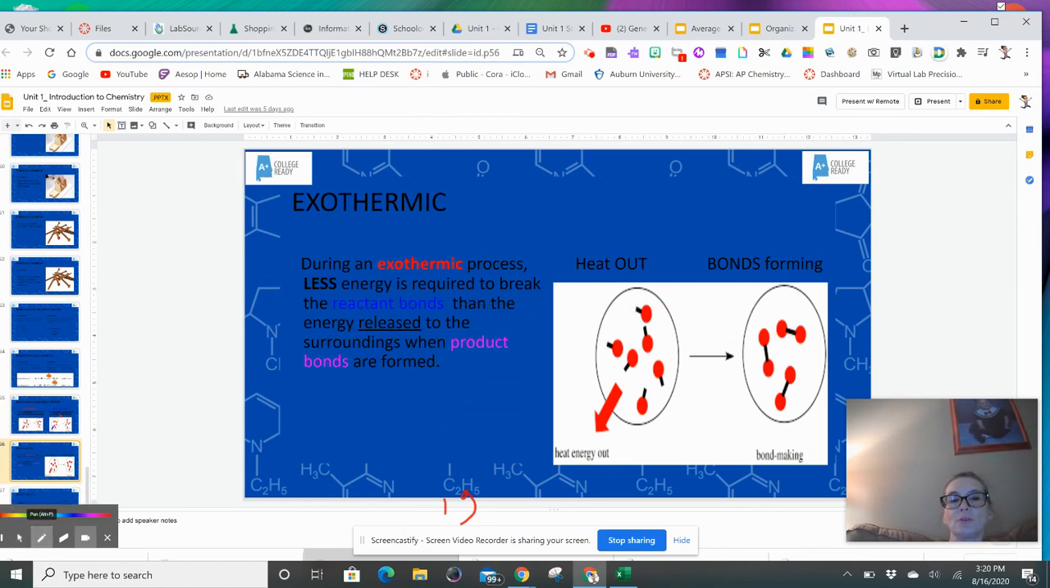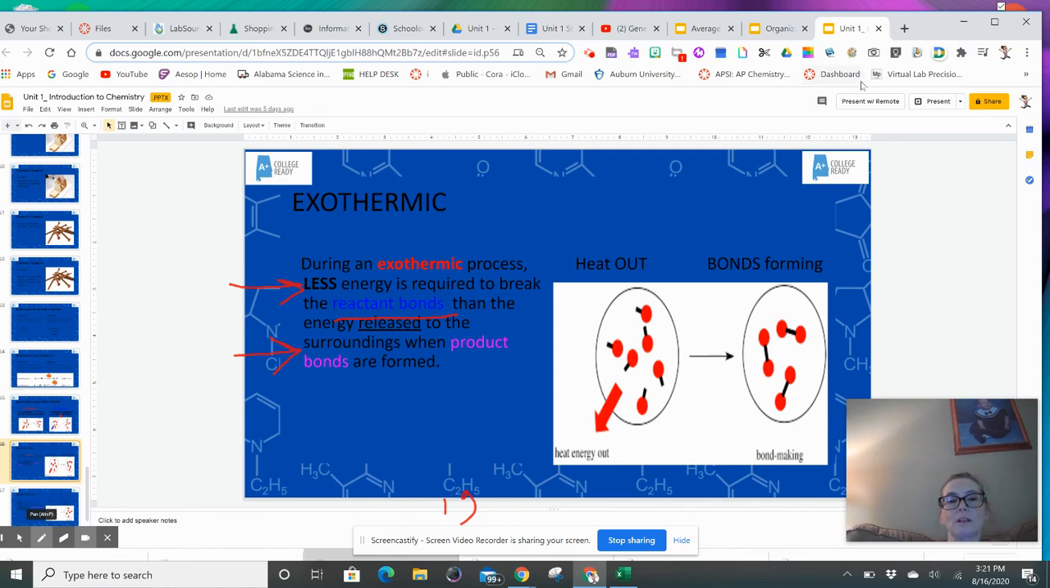During an exothermic process, less energy is required to break the reactant bonds than the energy that is released to the surroundings when bonds are formed. So there's more heat that gets released than, wait a minute. Yeah, more energy gets released in making bonds than we put in when we break bonds.